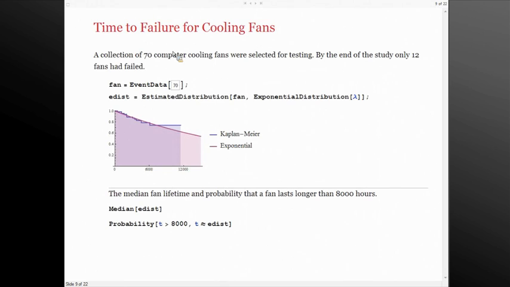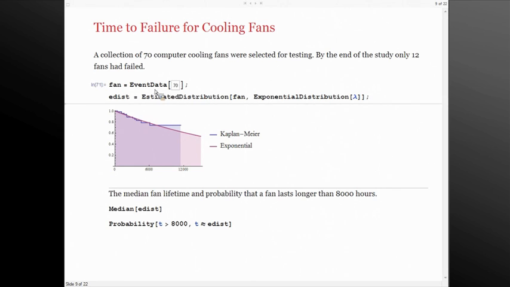So say I have a collection of 70 such fans that I've selected for testing, and at the end of the study, 12 of those fans have failed. That means 58 of them are still around and still functioning. Well, I don't want to just throw that information away, so this is where survival analysis and handling censored data comes in. These are right censored data.